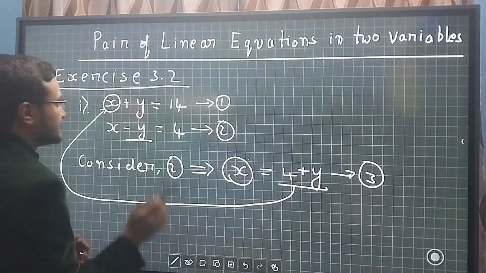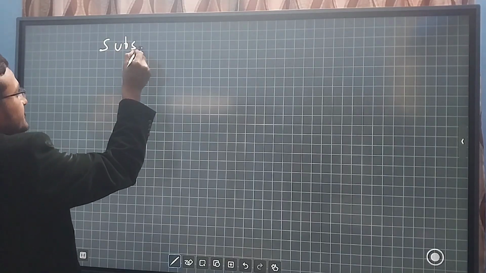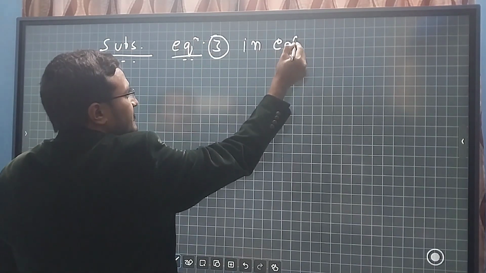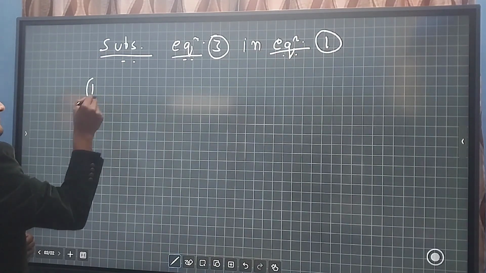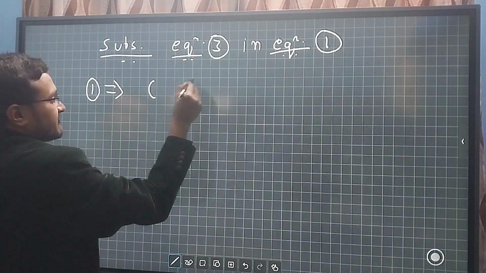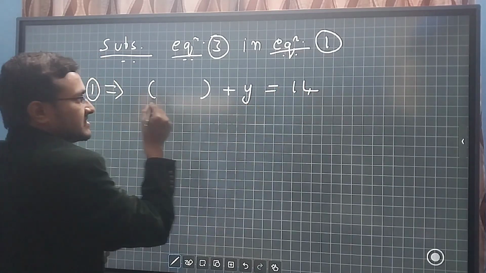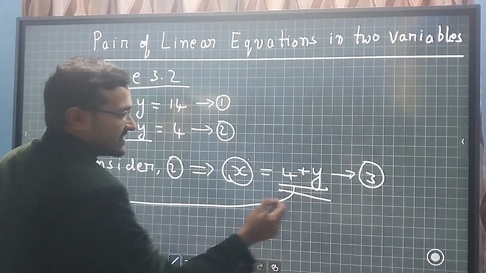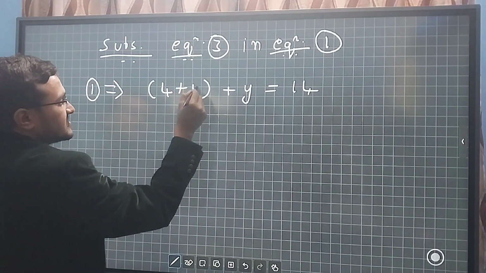So substitute equation 3 in equation 1. Now we have to substitute. What was equation 1? Equation 1 was x plus y is equal to 14. So in the place of x, we need to substitute equation 3. What was there in equation 3? In equation 3, we had x is equal to 4 plus y. So here, I'll be writing (4 plus y).